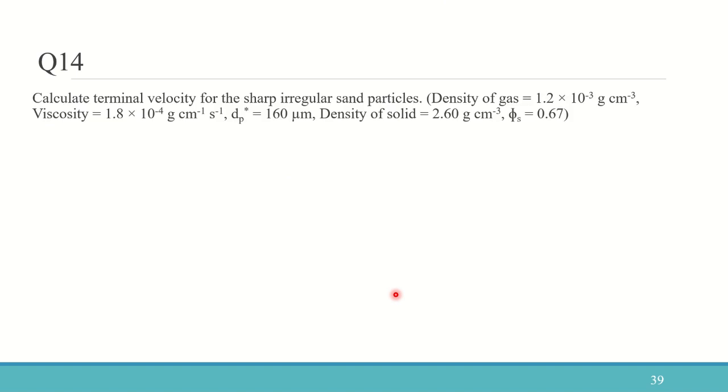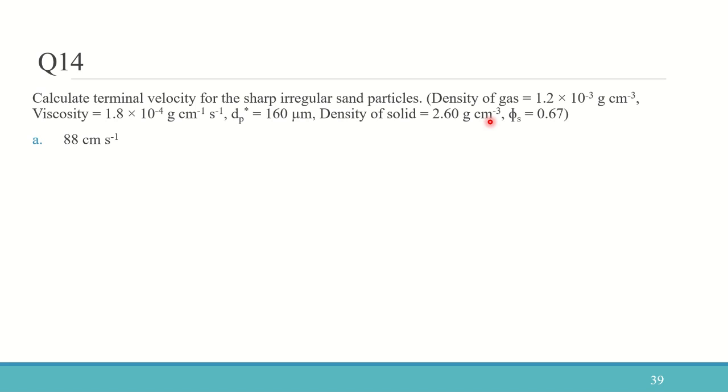Now we'll go to question 14. In question 14 it is asked to calculate the terminal velocity for the sharp irregular sand particles, where the density of gas is 1.2 x 10^-3 gram per centimeter cube and viscosity is 1.8 x 10^-4 gram per centimeter second.